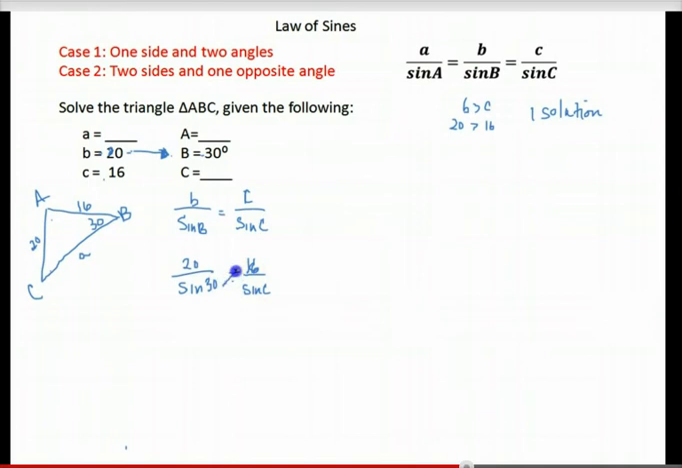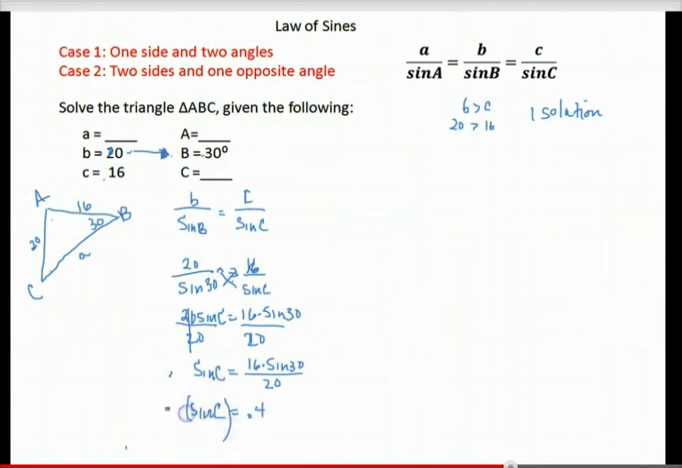This time we have sine c, we need to get it by itself. So we cross multiply so that we can get it out of the denominator. That gives us 20 times the sine of c equals 16 times the sine of 30, and then divide both sides by 20, so that we just have the sine of c. And remember, if you're not doing any testing at all at the beginning, you would know this one is no solution if I end up with a number bigger than 1 right here, because that would be saying I have a sine bigger than 1, and that's not possible. But that's not what happens. We end up with the sine of c equals 0.4.